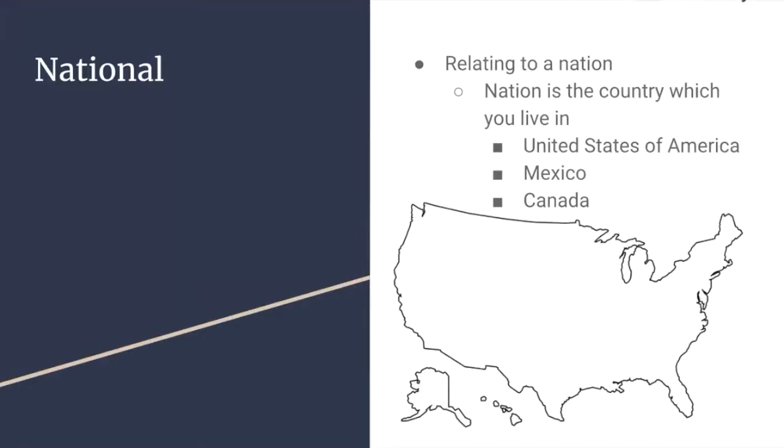National is relating to a nation. So it's the nation, the country. Your nation is the country that you live in. So our nation, of us students here in this classroom, would be the United States of America. But if a student lives somewhere in, say, Mexico, we're going to say that their nation is Mexico. They're from the Mexico nation. And then Canada is also another example of a nation.